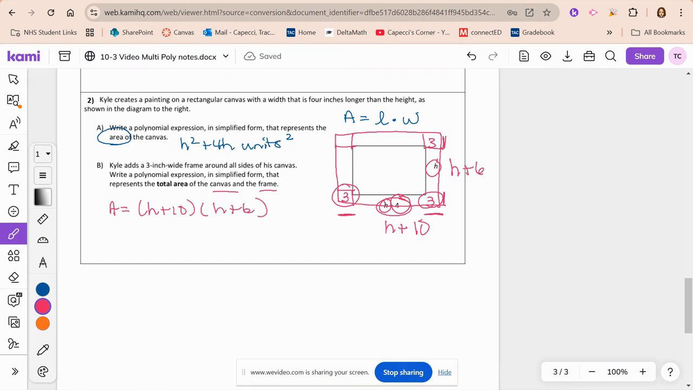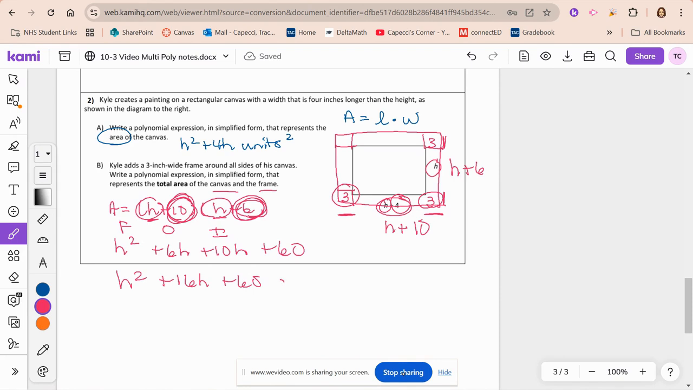So now this is a binomial times a binomial, so we're going to use FOIL. H times h is h squared. That's my first. My outside is going to be h times 6, so that's plus 6h. My inside is 10 times h, which is plus 10h. And my last is 10 times 6, which is 60. I combine my like terms. I have h squared plus 16h plus 60. And that again is units squared. I'm not sure which unit we're using, but regardless, it's going to be squared.